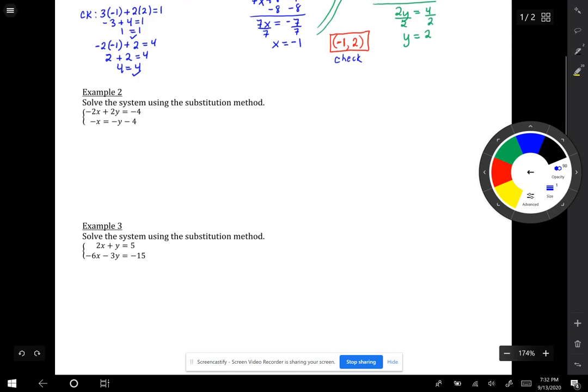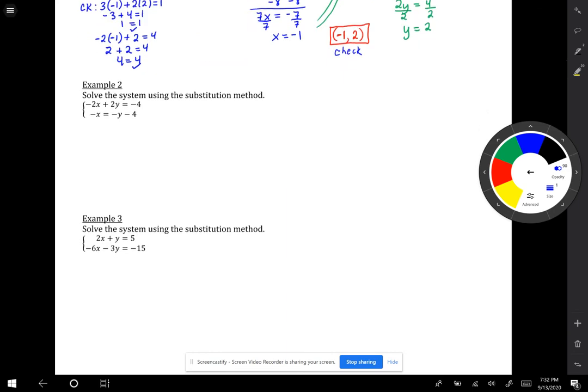Okay, let's look at example number 2. Solve the system using the substitution method. So this particular equation, we can tell automatically the top equation is one we don't want to use because x has a -2 in front of it and y has a 2. The bottom equation, both x and y have a -1. Well, one variable is already on the left side, so that's the variable we want to use. So we should solve for x.